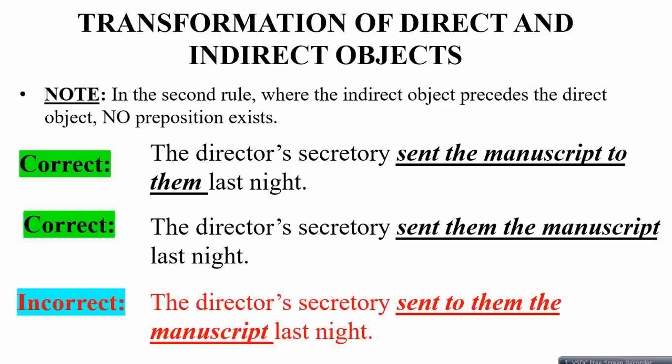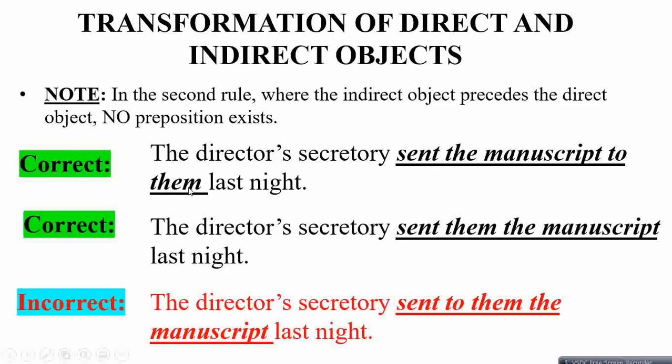Now here we look at a few examples. The first example is: the director's secretary sent the manuscript to them last night. This was the first one. This is the direct object, which first receives the action. Then comes the preposition, and the indirect object is them, and again them is referring to some animate ones, some humans, and then here comes your complement or the further sentence construction. So in that case we have the direct object, preposition and the indirect object.